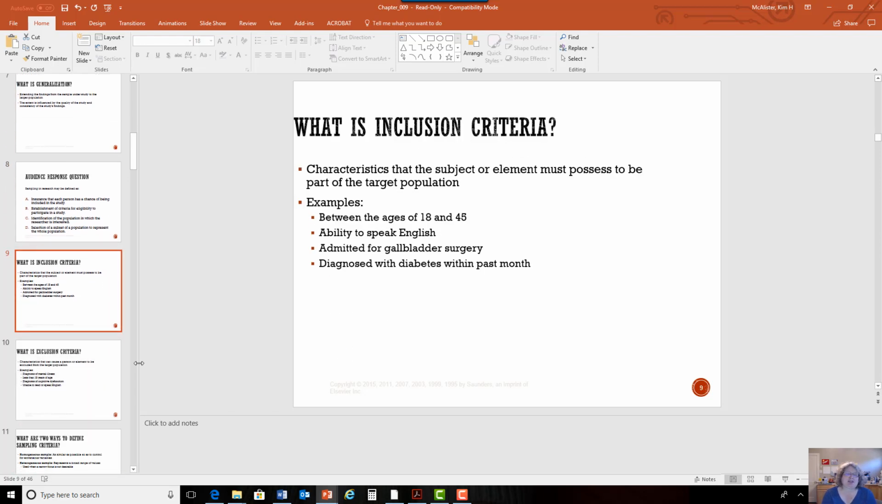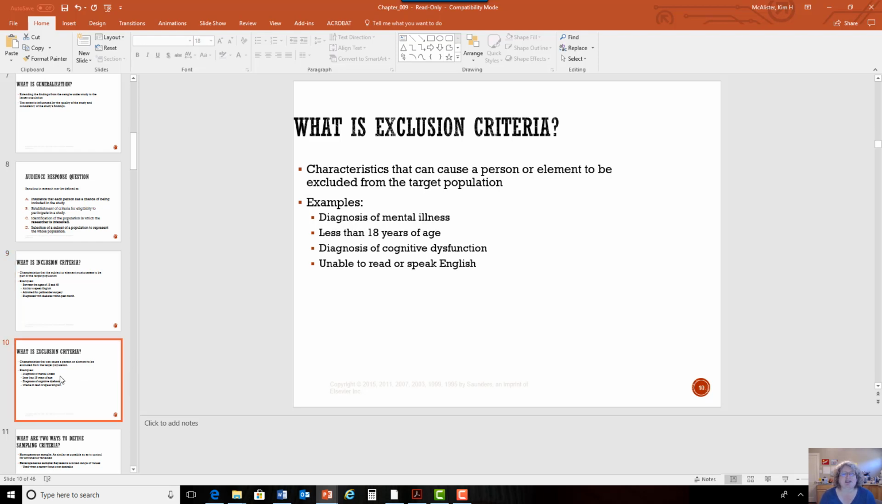So some samples of inclusion criteria could be people between the ages of 18 and 45. It could be women with diabetes. It could be women who experience gestational diabetes. It could be people that speak English or people that speak English as their second language. It could be people that were admitted to the hospital for, like it says here, gallbladder surgery, or people who had an MI. We could be looking at people who had an MI and had a second MI, people that were diagnosed with a particular condition in a certain period of time.